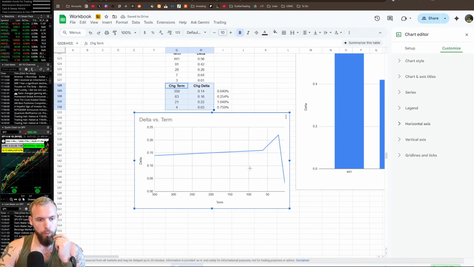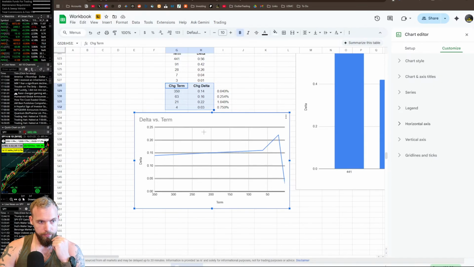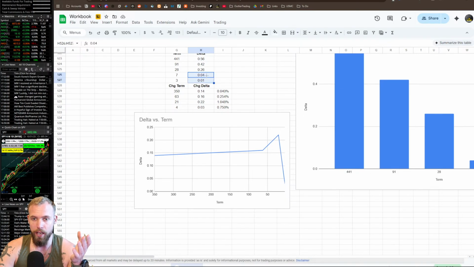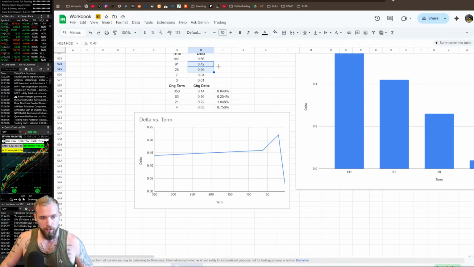So the reason why the rate of change of delta plummets as we get into this really near-term change in term, there's less delta to go away. So let's visualize this. From 7 days to 3 days, we go from 0.04 to 0.01. We're already effectively at 0 delta. 0.04 is already, we're there. We're at effectively no deltas. So there's less that can actually come out of this. You only have 0.04 that can go away. Whereas you have a lot of delta that can come out in this duration.